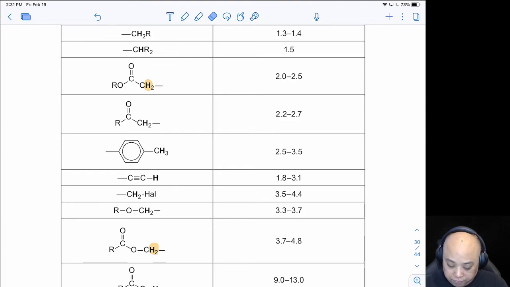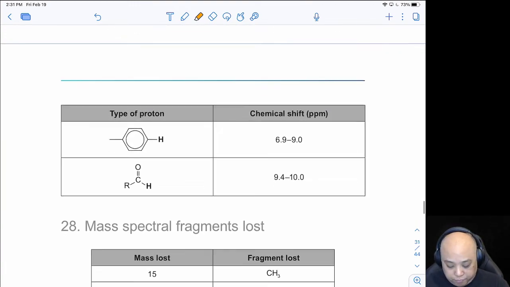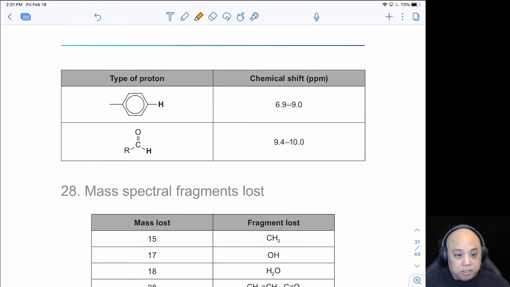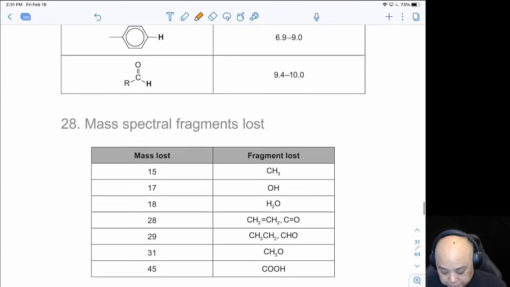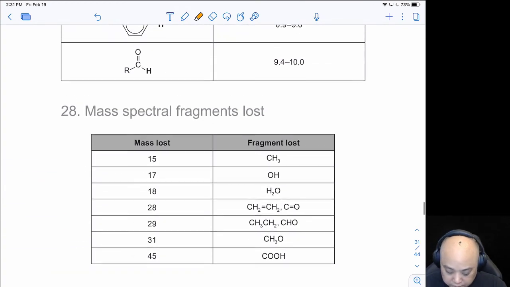So make sure that you're reading the compound correctly, because you will get different values here, 2.0 to 2.5 versus 3.7 to 3.8 on this. So it's important that you are able to identify which hydrogen they are talking about particularly. And don't forget, for some reason, there's two more on the other side. There's the benzene hydrogen, and then also the aldehyde on here as well. Okay.